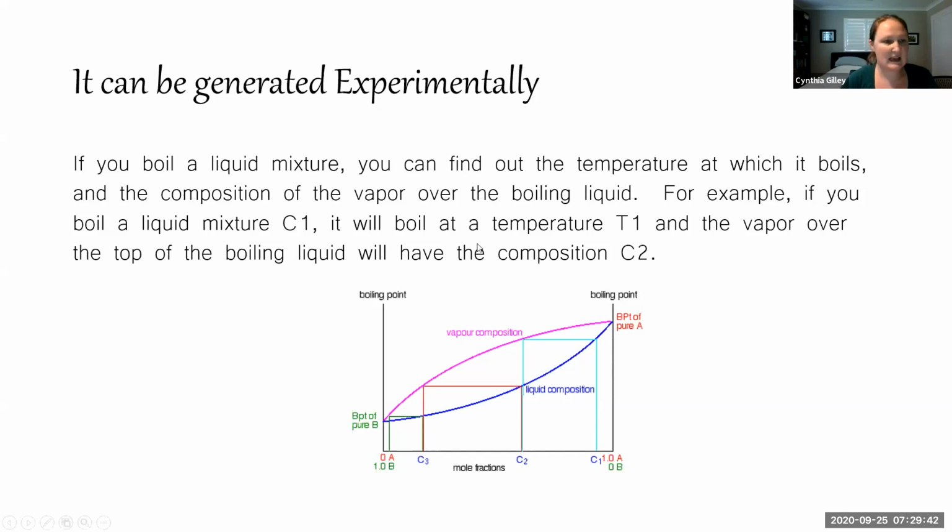So for example, let's say you boil a liquid mixture C1 right here. It will boil at temperature T1. This is this horizontal line here. It doesn't say it on the graph, but this is T1, temperature 1. And the vapor over the top of the liquid will have composition C2. This is the composition which corresponds to a different mole fraction of A and B than the liquid that was boiled. And it will be more enriched in the more volatile component, which is B, so it's closer to more pure B.